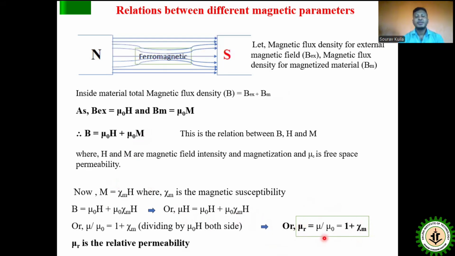Mu r means the relative permeability. The relative permeability means the permeability of a material with respect to free space. Permeability means the tendency of magnetic field lines to go through or pass through a material. So this is called relative permeability.